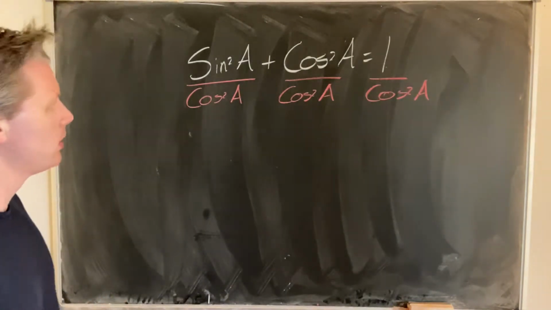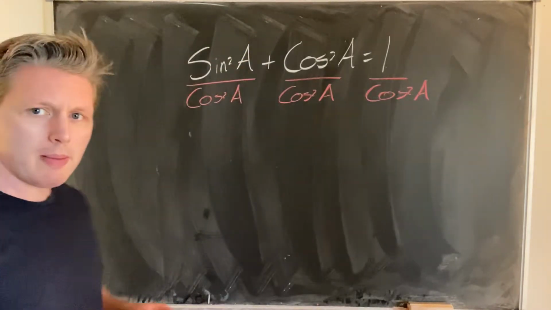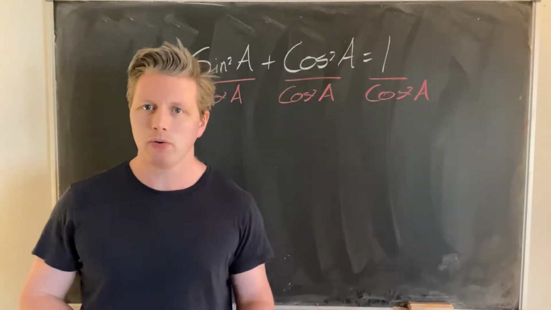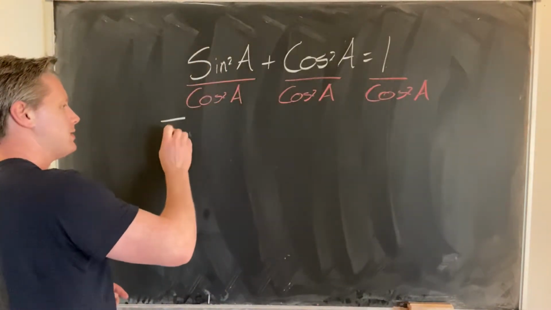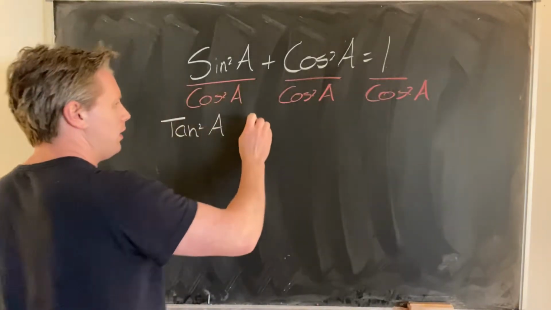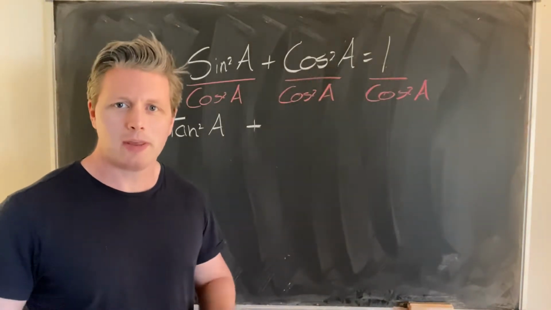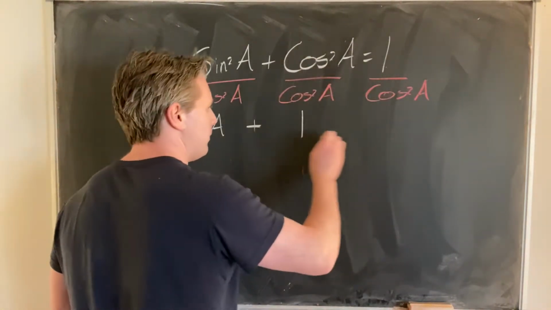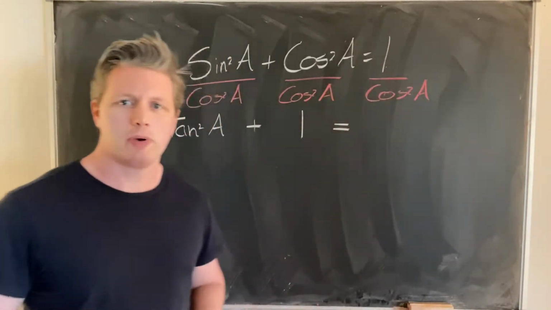What does that give me? Well, here I have sine squared a over cosine squared a. Remember that sine over cosine is tan. So sine squared over cosine squared is tan squared. So this part here is tan squared a. Plus my second term. Well, cosine squared a over cosine squared a, that's just going to be 1. So I have here 1 is equal to 1 over cosine squared a.